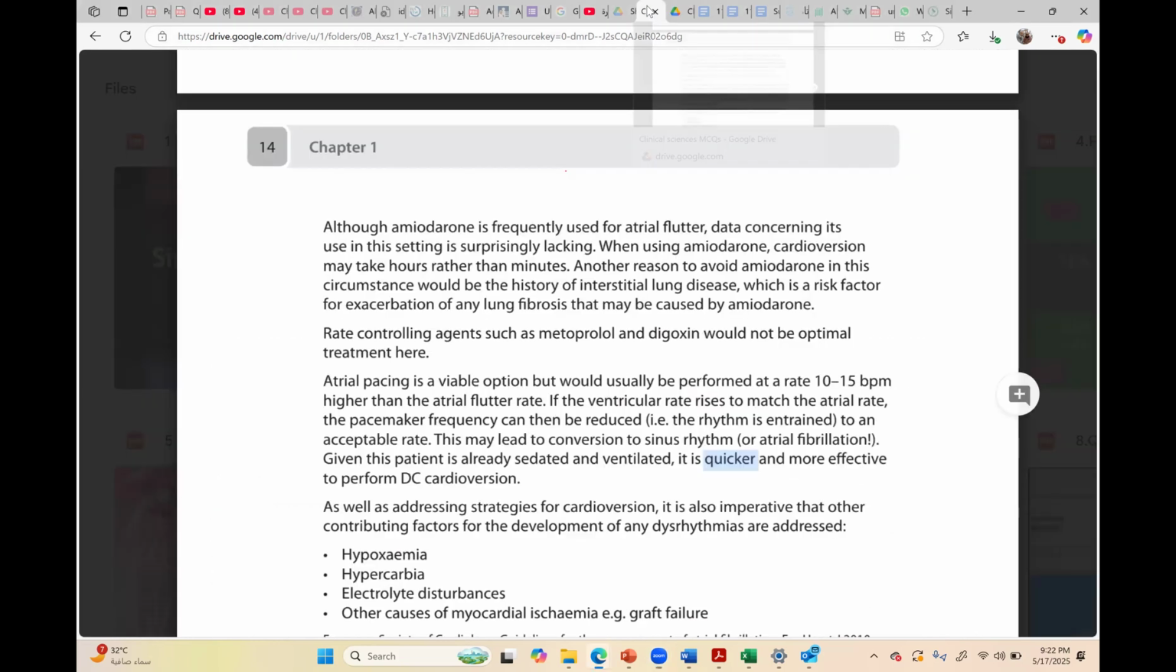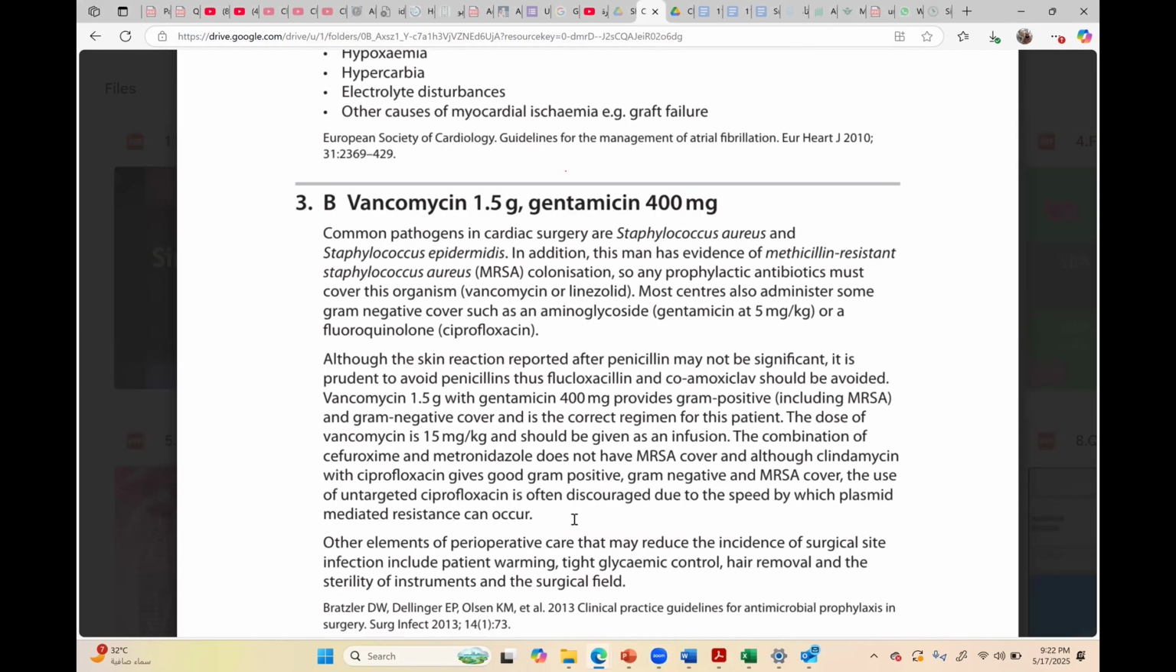Okay, so let's see the answer. So I was right. So vancomycin, because there is cross sensitivity between penicillin and cephalosporin, so that's why I think they have not selected it. Common pathogens in cardiac surgery are Staphylococcus aureus or Staphylococcus epidermidis. In addition, this man has evidence of MRSA. So any prophylactic antibiotic must cover this organism: vancomycin or linezolid. Most centers also administer some gram-negative cover such as an aminoglycoside or fluoroquinolones.